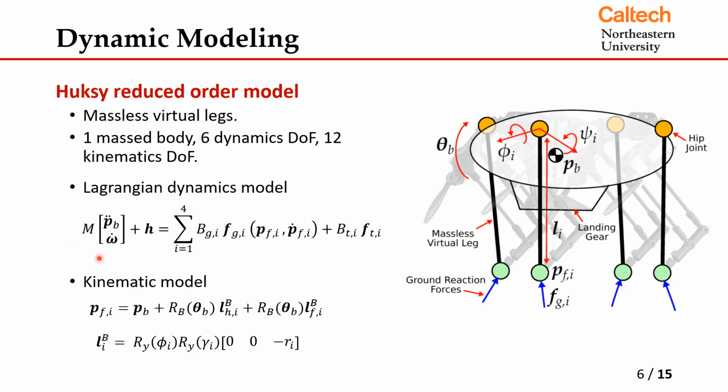The 6 degrees of freedom of the center body, which are the position and orientation. We have some Coriolis and gravitational terms here, and then we have the generalized force formulation for the leg, the ground forces acting on the leg, Fg over here.